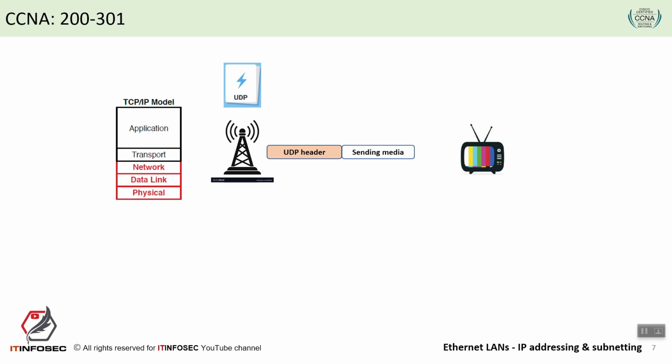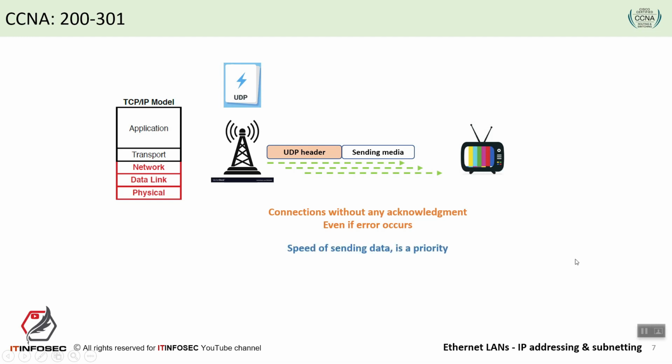All of those connections are made as UDP, a data transfer protocol. With the UDP header, the media is sent as first packet, second, third, and so on. These are connections without any acknowledgement, even if an error occurs, and the speed of sending data is the priority.